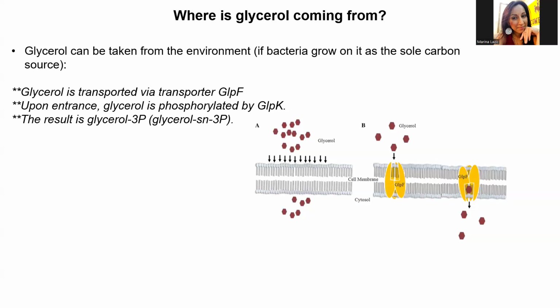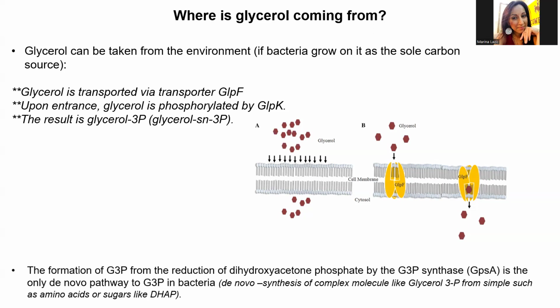We will one day. So anyway, the formation of glycerol-3-phosphate from dihydroxyacetone phosphate (DHAP) is the de novo synthesis, and it requires BPS. The route that has GlpF and GlpK is from an external source.